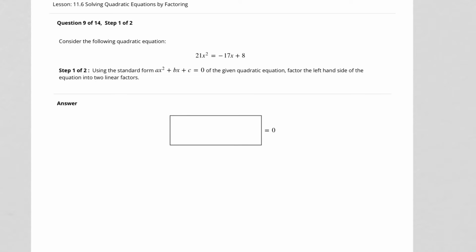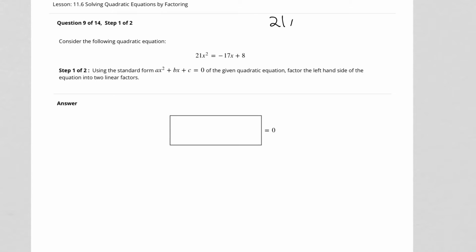Consider the following quadratic equation. 21x squared equals negative 17x plus 8. Step 1 of 2. Using the standard form ax squared plus bx plus c equals 0 of the given quadratic equation, factor the left-hand side of the equation into two linear factors.